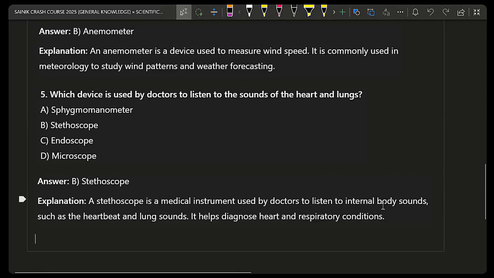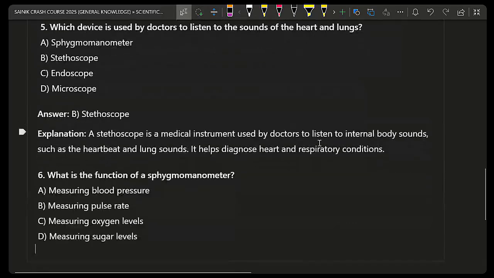Next question. What is the function of a sphygmomanometer? Option A, measuring blood pressure. Option B, measuring pulse rates. Option C, measuring oxygen levels. And option D, measuring sugar levels.